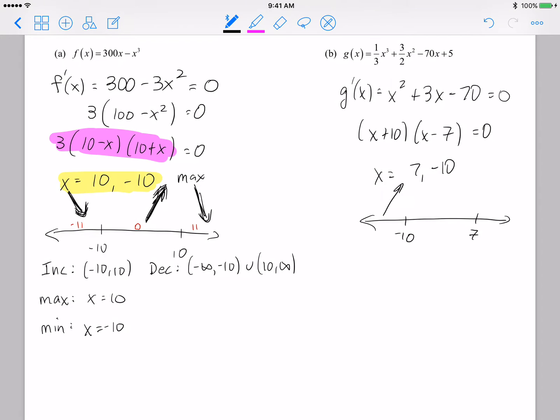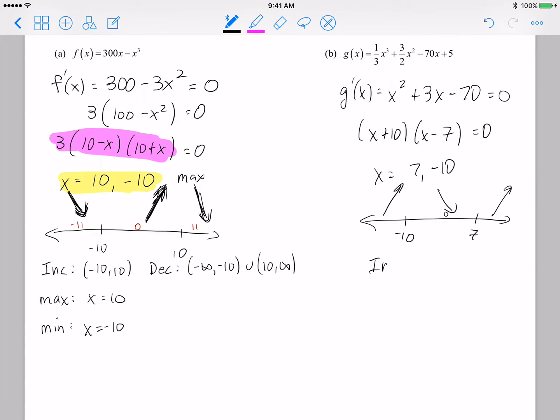In between negative 10 and 7, I could choose 0. If I plug in 0 to both of those, I'm going to get a positive times a negative, which of course is a negative. And then after 7, I could plug in 8. And if I plug in 8 to both of those, they're both going to be positive.